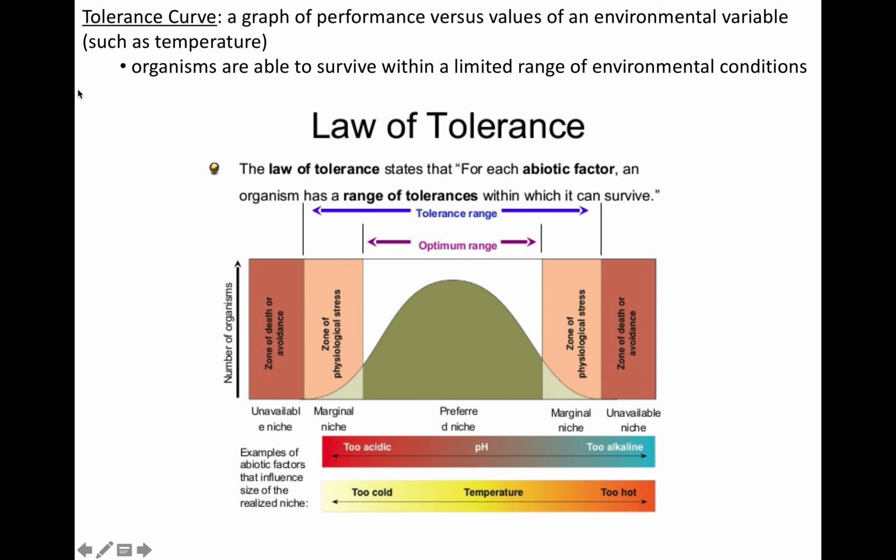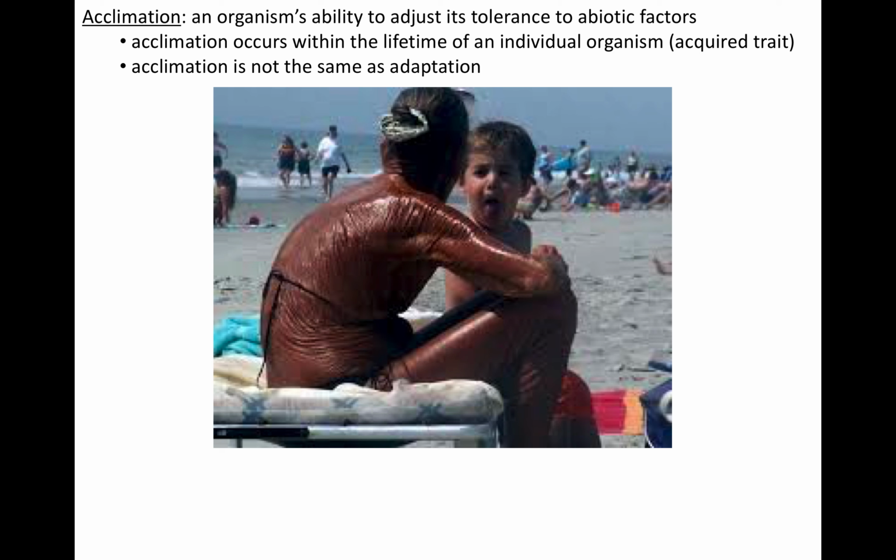Tolerance curve. So another term. Let's talk about tolerance curve. A tolerance curve is showing you a range of conditions that an organism can survive in. So what range of conditions can something survive in? Okay. Acclimation. Acclimation has to do with how you adjust to certain abiotic, meaning non-living, factors.